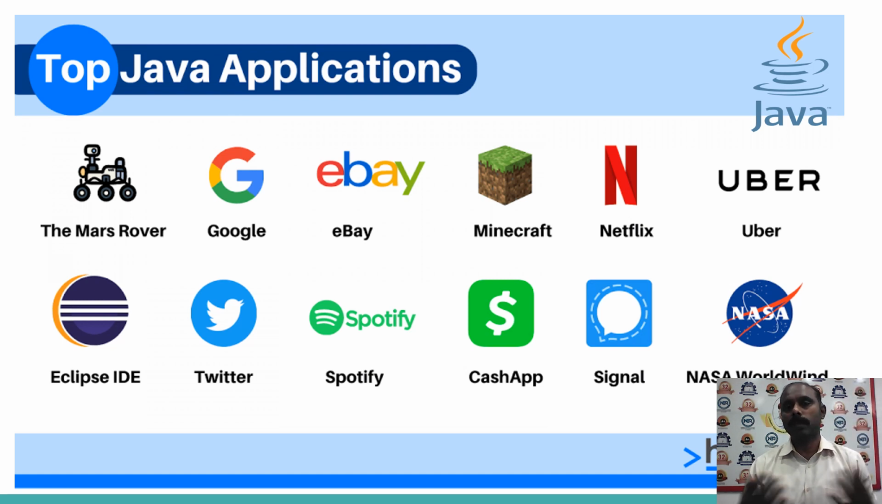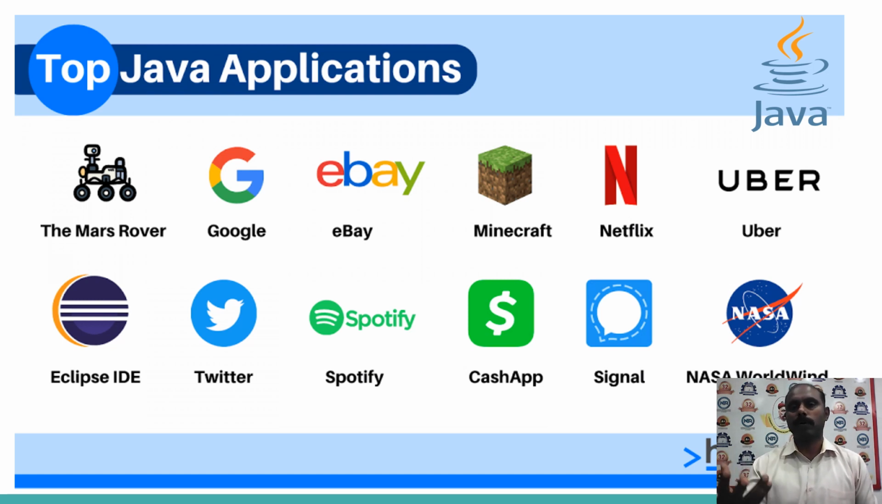Google is one of the companies everybody knows, and they are using Java applications. They are creating Java applications, as are eBay, Minecraft, Netflix, Uber, and Eclipse IDE. An IDE is an integrated development environment where everything is integrated in one place. For example, compilation and exception handling, you can do everything in one place. Twitter is also one of the companies where they are using some Java applications. Spotify is used for music.